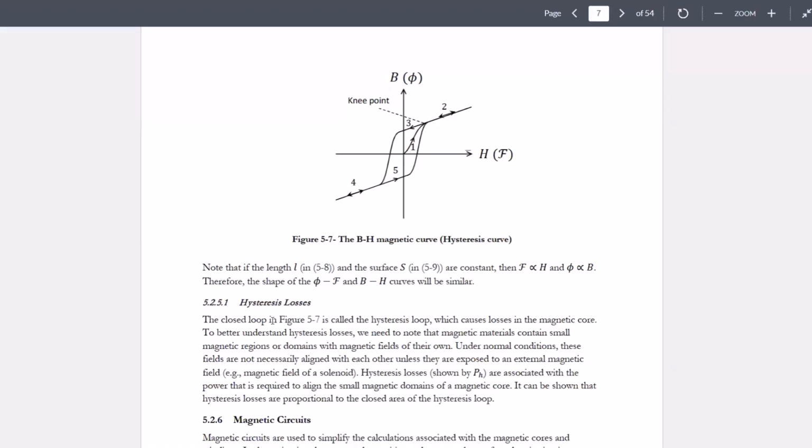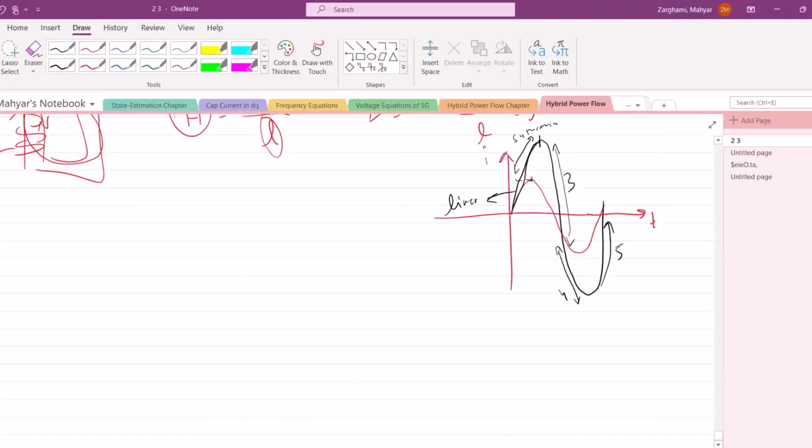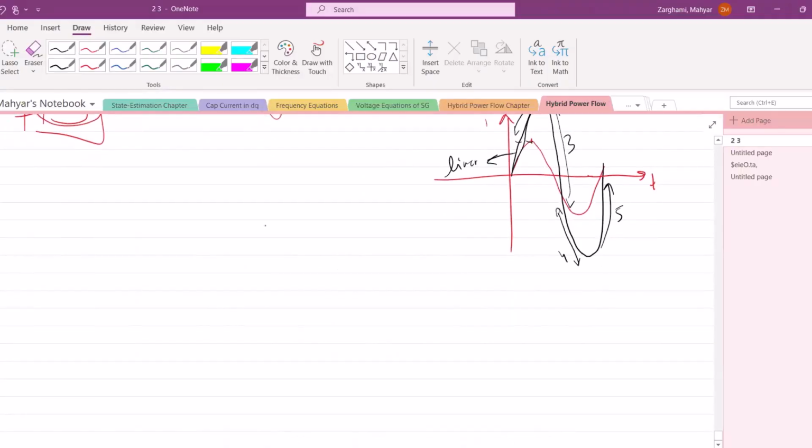contain small magnetic regions or domains with magnetic fields of their own. So if you're looking at a certain magnetic material, there are small regions. Each of these small regions is basically like a small magnet, which has its N and S poles, right? Small regions of certain magnetic fields that are not aligned with one another. They are in different shapes and directions, okay?